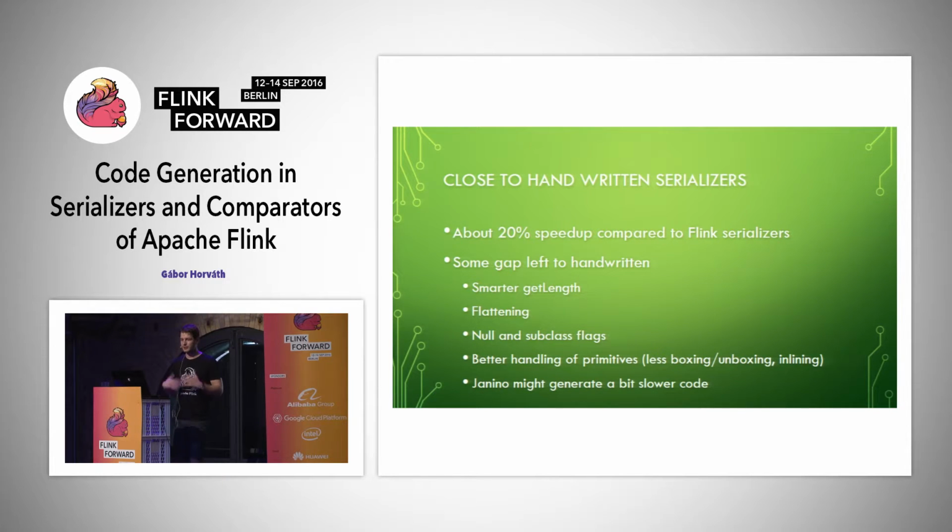Also, in case we can better handle the primitive types, we can inline their serialization instead of calling the int serializer and the other serializers for primitive types. We can avoid a lot of boxing and unboxing, and this is also a very significant performance improvement. And unfortunately, the Janino compiler in some cases might generate slightly slower code than the Java compiler in the most common JDKs, so there is also some room for improvement there.